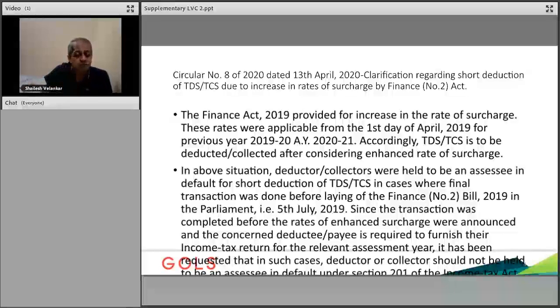Since the transaction was completed before the rates of enhanced surcharge were announced, and the concerned deductee is required to furnish their income tax return for the relevant assessment year, it has been requested that in such a case the deductor should not be held an assessee in default under section 201. I will just take you to the next slide.